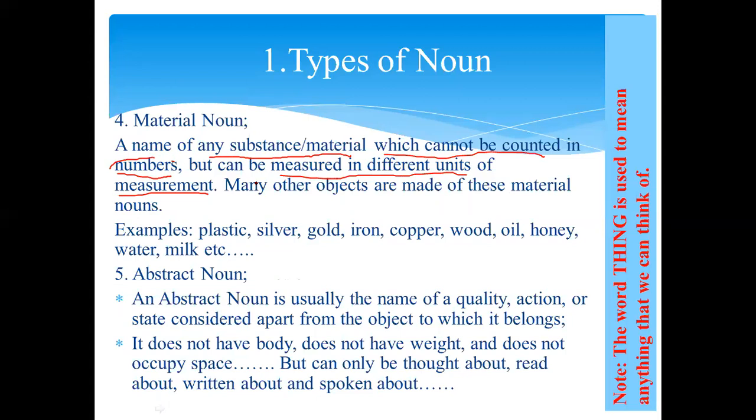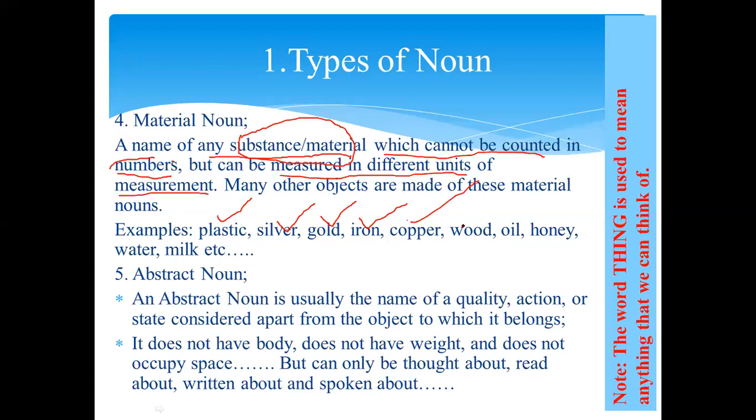Many other objects are made of these materials. We talked about plastic. Plastic is a material noun. It cannot be counted, but we can measure it in kilograms or grams. Out of this plastic, we can make a lot of other objects like mobiles, laptops, toys, pens. So plastic is uncountable, but things made from plastic are most of the time countable. Silver is uncountable, gold is uncountable, iron is uncountable, but name of material.